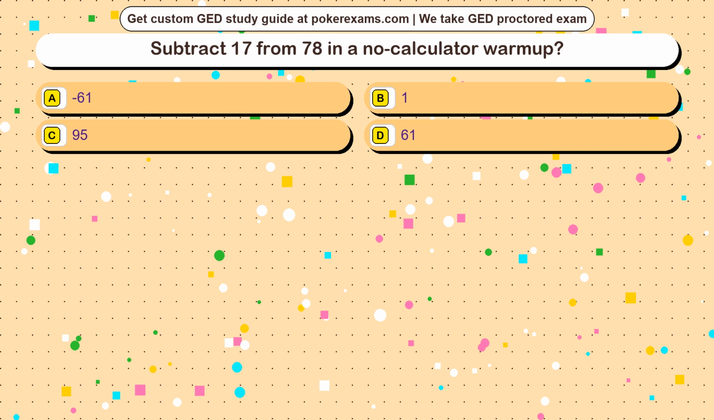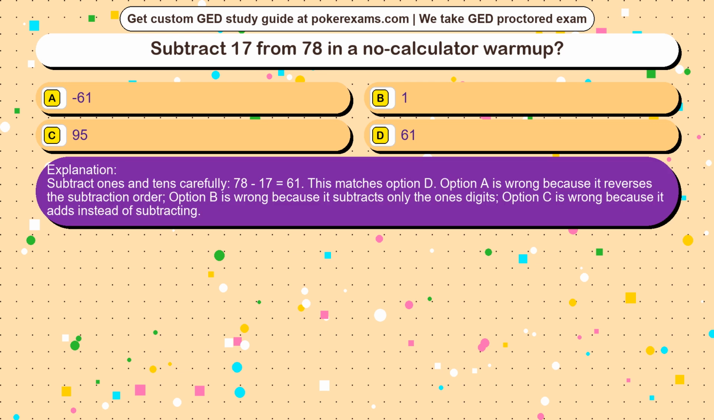The correct answer is option D. Subtract the 1s and 10s carefully. 78 minus 17 equals 61. This matches option D. Option A is wrong because it reverses the subtraction order. Option B is wrong because it subtracts only the ones digits. Option C is wrong because it adds instead of subtracting.